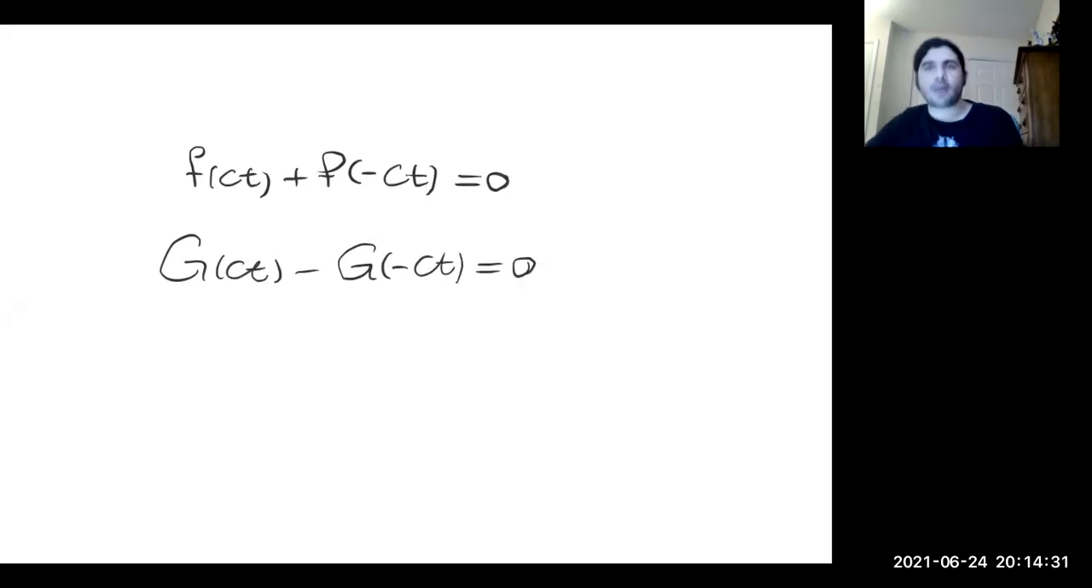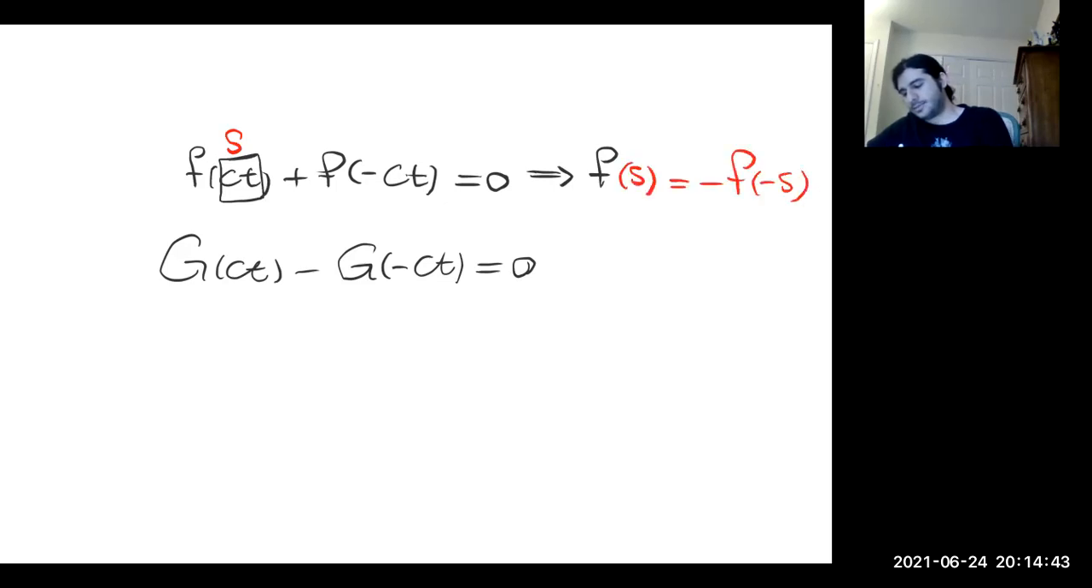It tells us what type of extension we need, right? Let's call ct, let's show it with a new variable, s. It shows f of s should be minus f of minus s. And the second one shows us g of s should be equal to g of minus s. So it tells us that f should be odd.